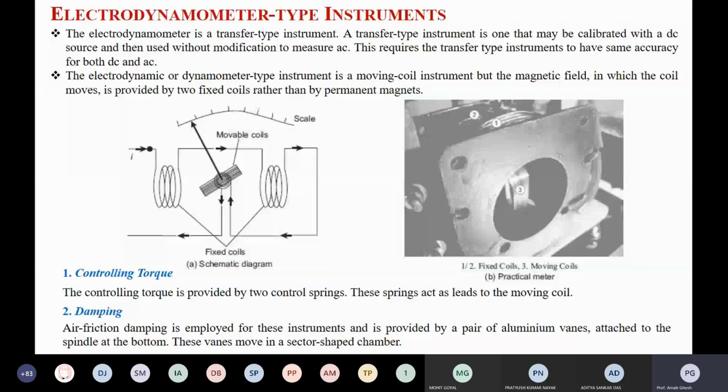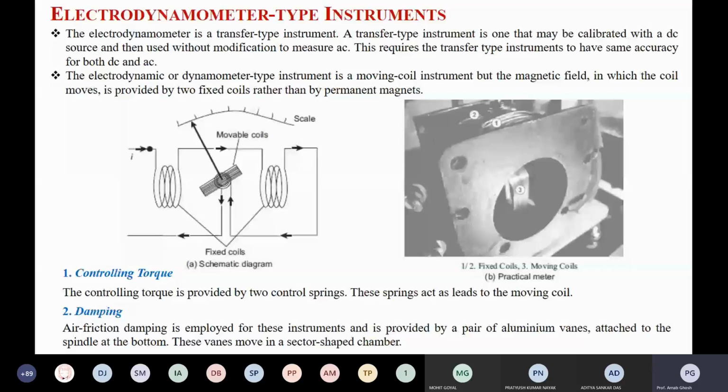Now, electrodynamometer type instrument. In case of MI type instrument, you are able to measure both AC as well as DC. In the electrodynamometer type instrument, again it is a transformer type instrument and it has the capability to measure the electrical quantity in AC as well as DC. So how it will work, that is our first concern.